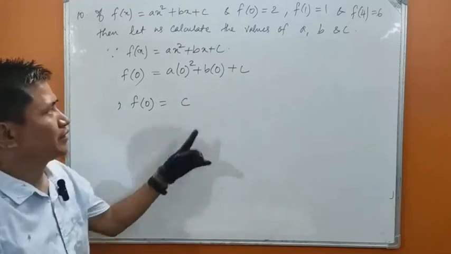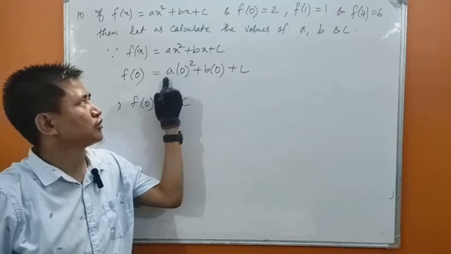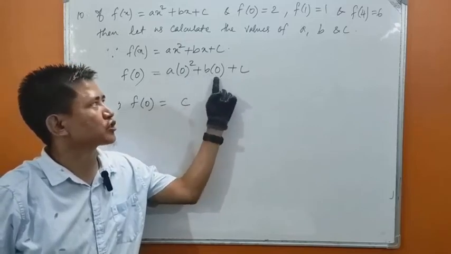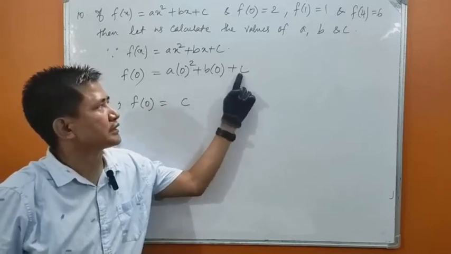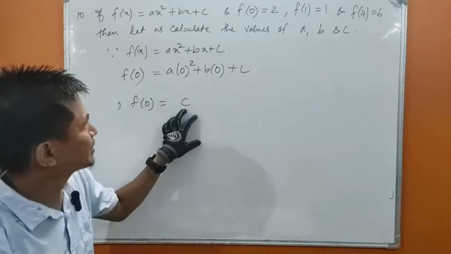I hope you got me. 0 squared means 0. 0 into a is 0. So this term becomes 0. So b into 0 means 0. This term is also 0. 0 plus 0 is 0. So 0 plus c means c. I hope you got this. f(0) means c, isn't it?